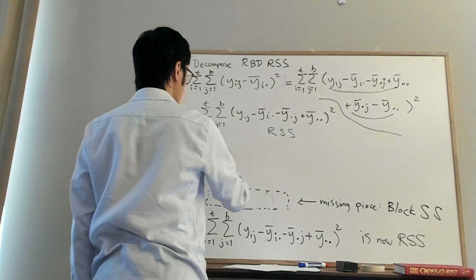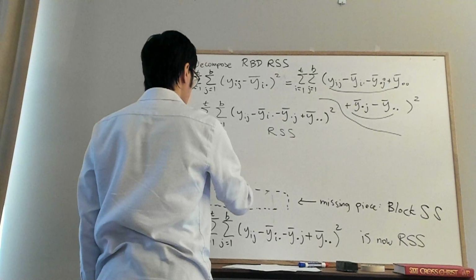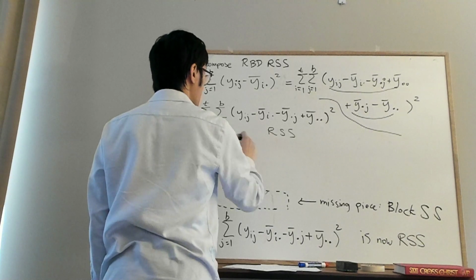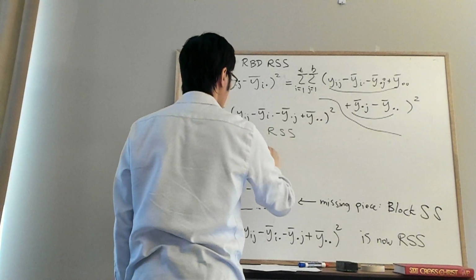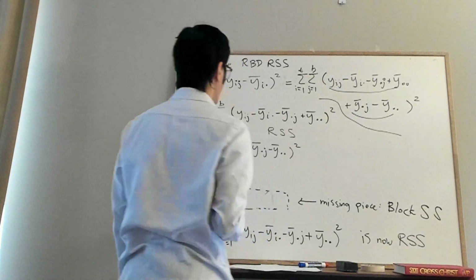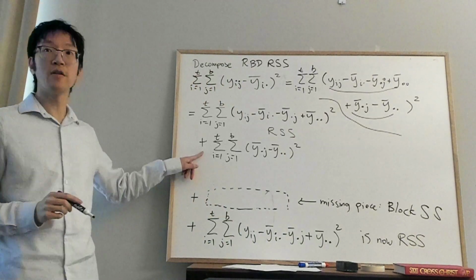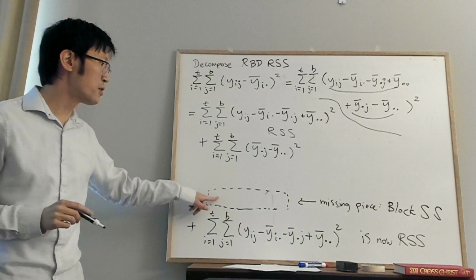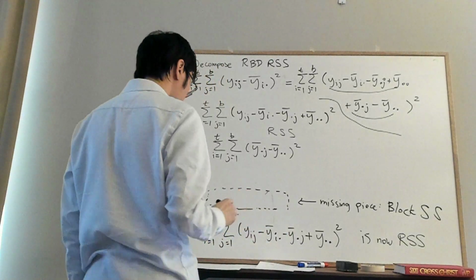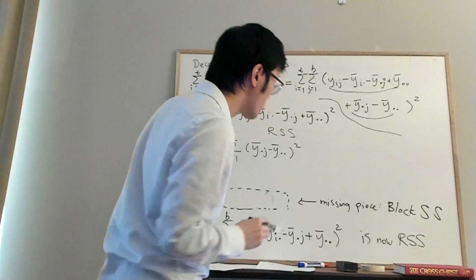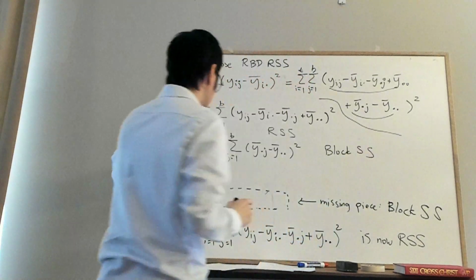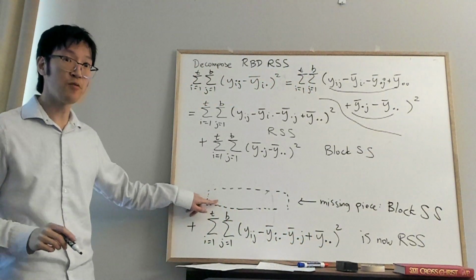Okay, so we have summation 1 to t, 1 to b of the second square term. So this is therefore the missing piece that needs to go in here to complete the sum of squares decomposition. Okay, so this is the block. This is the piece that we have been looking for.